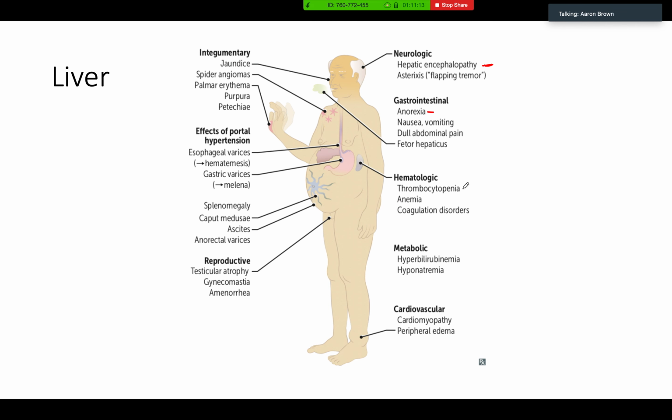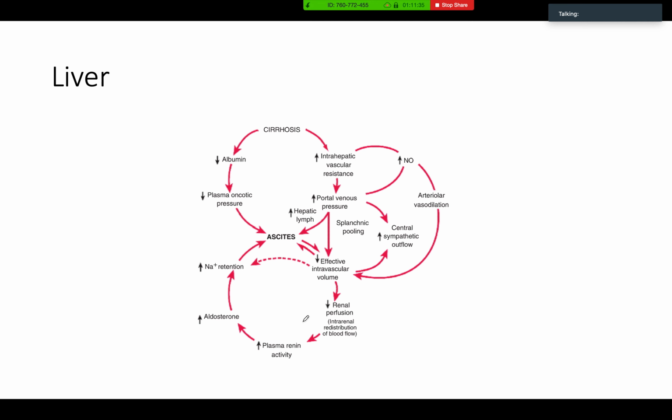Let's see what else. Thrombocytopenia. Why do we have low platelets? Why do we have anemia? Why do we have bleeding disorders? Each of these things, the problem is cirrhosis, yes, but what about cirrhosis? Why do we have palmar erythema? All of these things you should be able to sort of explain, and that's really going to help you on the exam. Okay, great. All right, and then so here's sort of a diagram showing how we ultimately get ascites.